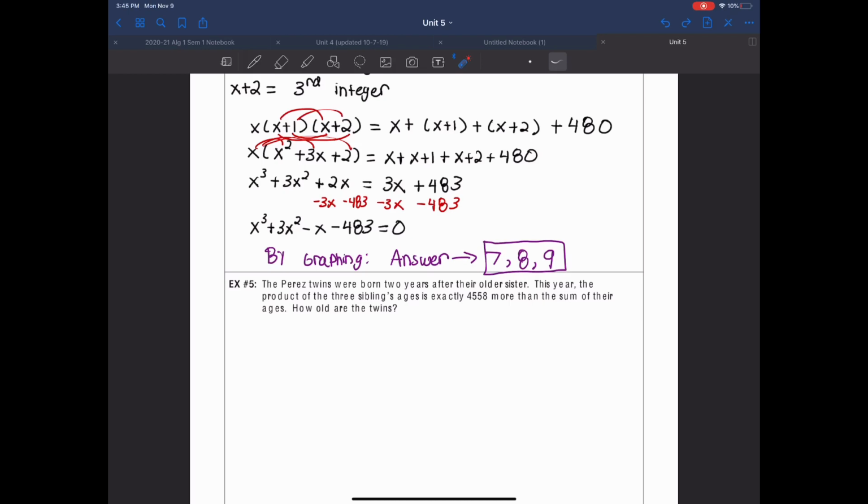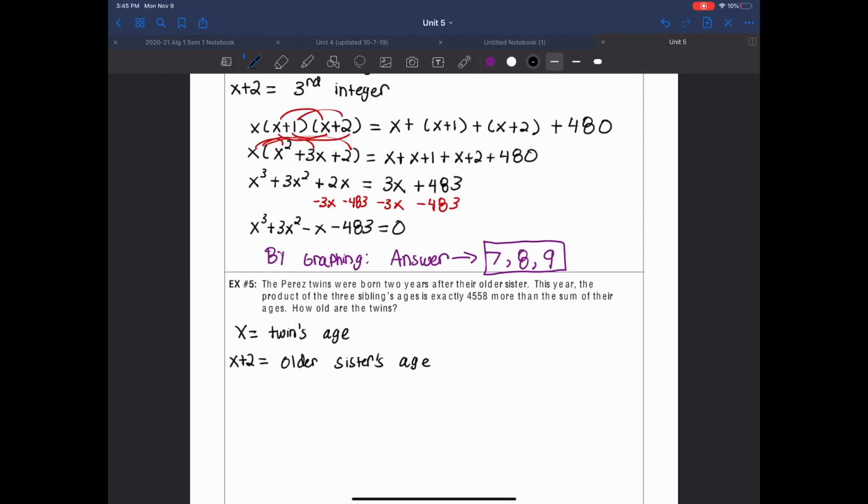So we're going to go ahead and label a couple things here. First of all, I'm going to say that x is equal to the twins' age. Because we're looking for the twins' age, that's the unknown. And we know that they were born exactly 2 years after their older sister. So their older sister's age is going to have to be x plus 2.